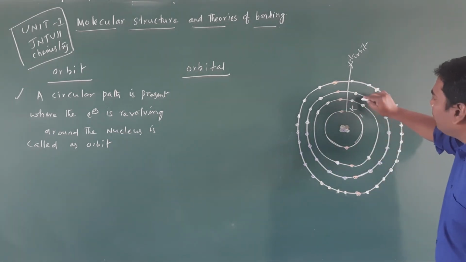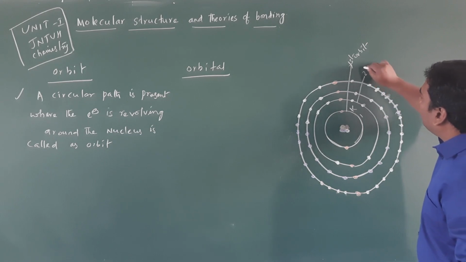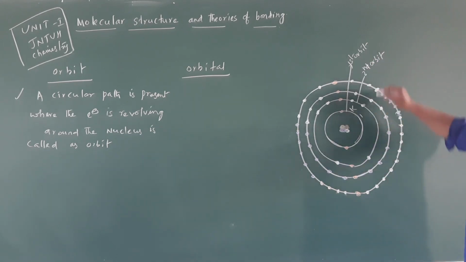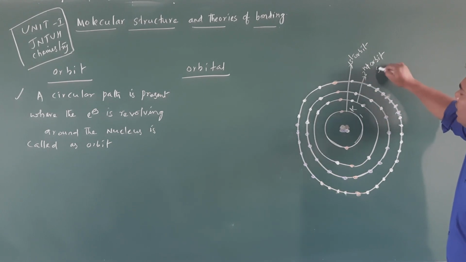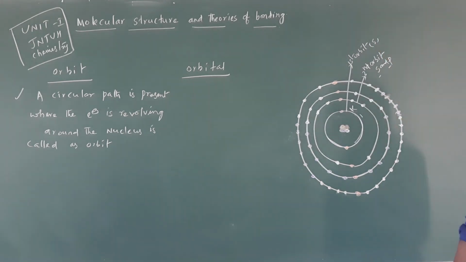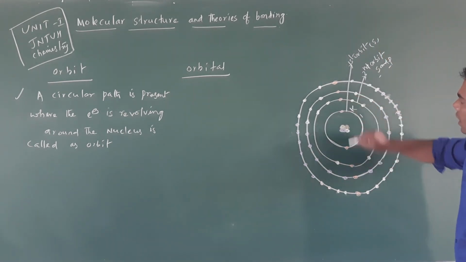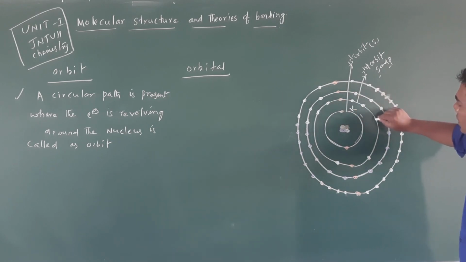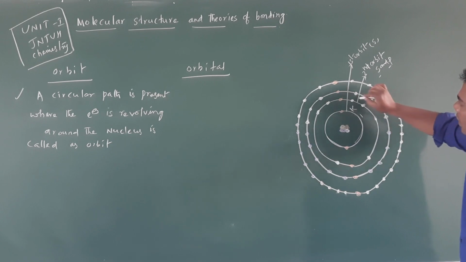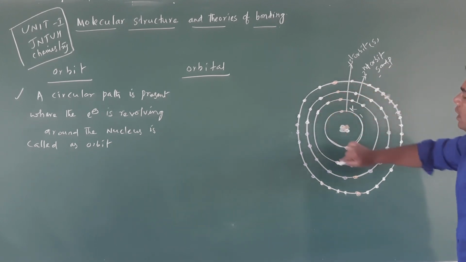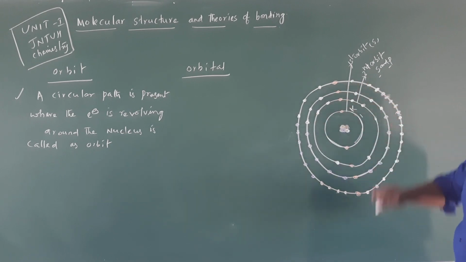Here you can see this is the second orbit. In this second orbit, s electrons and p electrons are present. Here we have 6 p electrons: 1, 2, 3, 4, 5, 6. So 6 p electrons and 2 s electrons revolving around the nucleus.